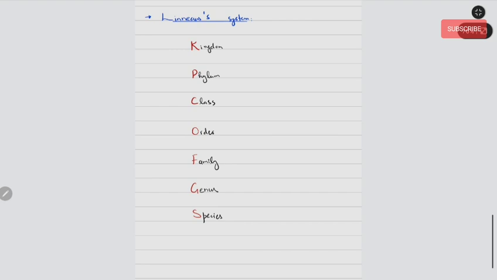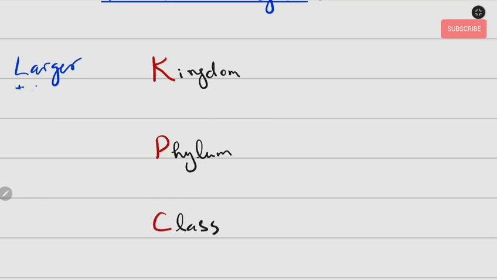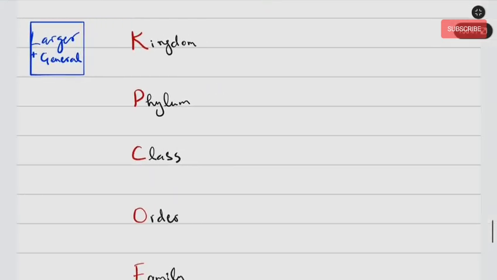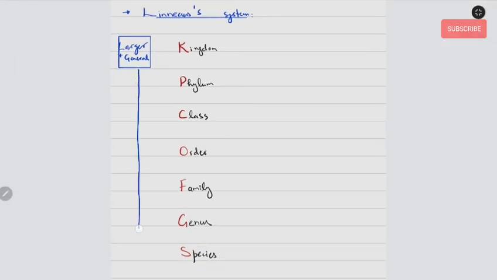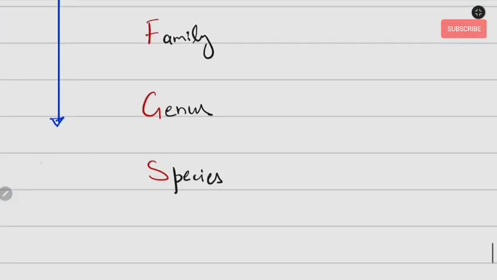So here we have the larger group. Kingdom is a much larger, general group. All the organisms in one kingdom, let's say in kingdom Animalia, all the animals would be included. So they are generally related to each other, and they share general characteristics. As you go down, the groups get smaller and smaller, and more specific.